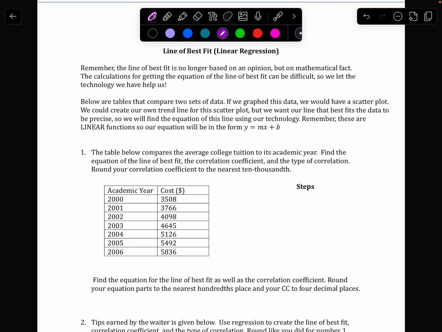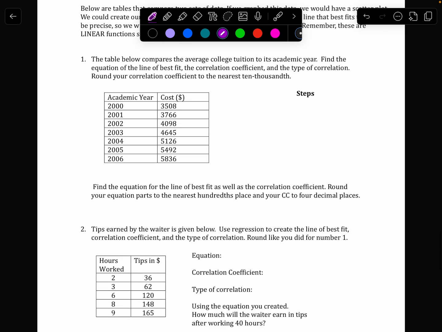Below are tables that compare two sets of data. If we graph this data, we would have a scatter plot. We could create our own trend line for the scatter plot, but we want our line that best fits the data to be precise, so we will find the equation of this line using our technology. Remember, these are linear functions, so our equation will be in the form y equals mx plus b.